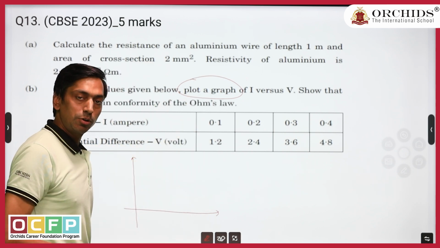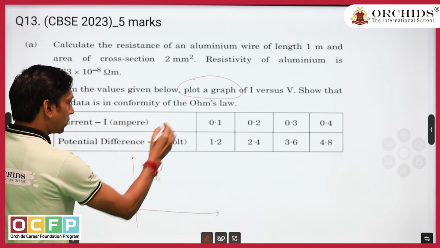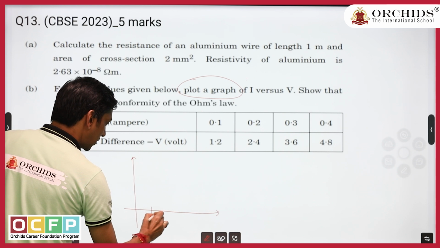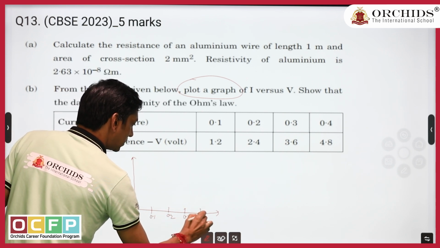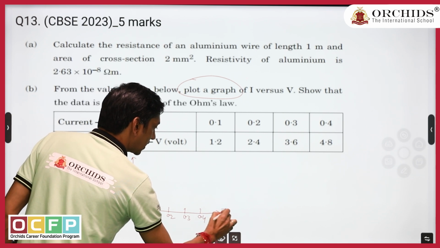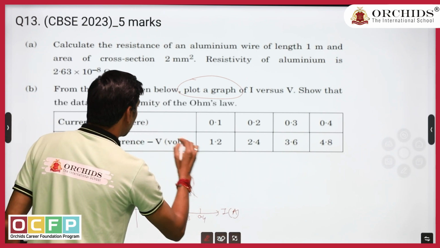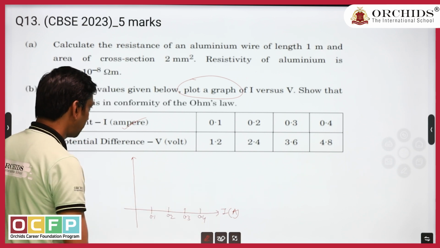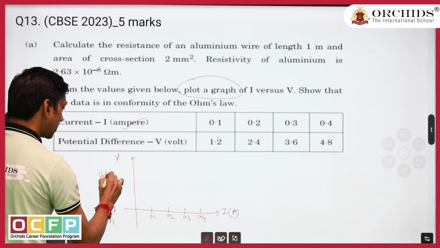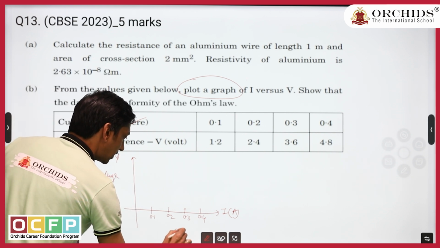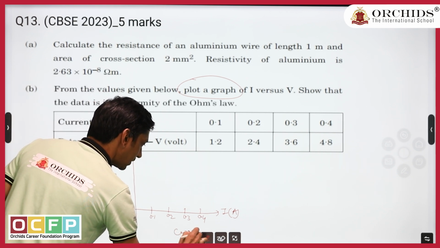So the graph, we need to plot it on a graph paper. What are the current values we are having? 0.1 ampere, 0.2 ampere, 0.3 ampere, 0.4 ampere. Along the x-axis we are taking I, and we are writing it in what? Ampere. You should mention the ampere also. On the y-axis we are taking voltage, so you should write voltage along the y-axis, and current along the x-axis.